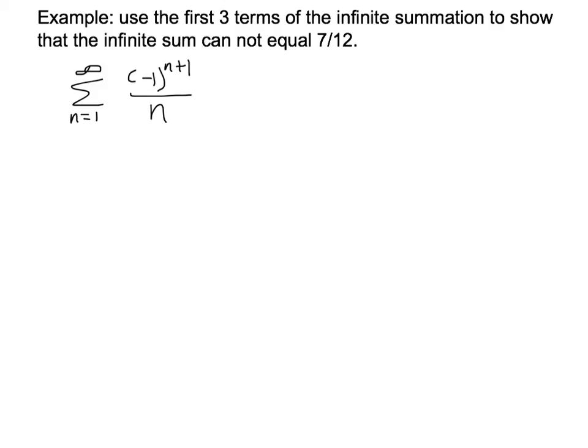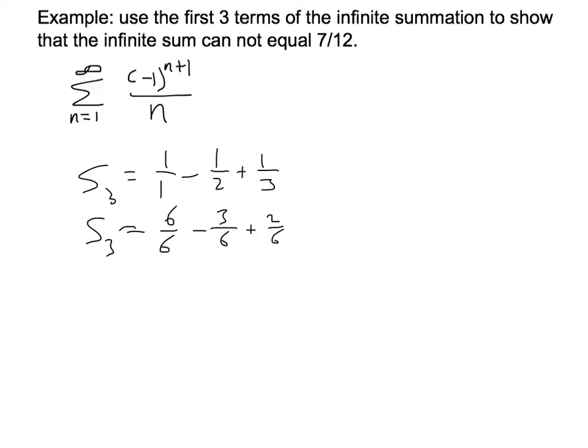The sum of the first 3 terms would be the first term, which is 1 over 1. The next term is minus 1 over 2, plus the next one, 1 over 3. Okay? So we could take these 3 terms and add them together. If we get a common denominator of 6, we'll have 6/6 minus 3/6 plus 2/6. The sum of the first 3 terms will be 5/6. So this is my initial approximation, right?